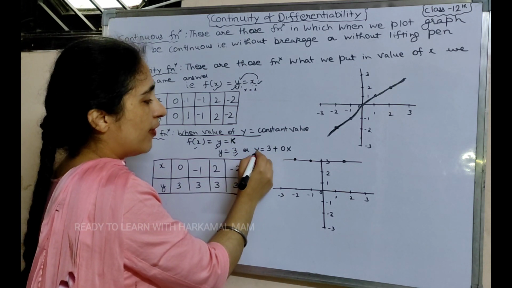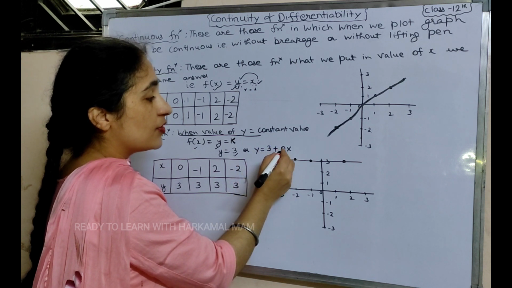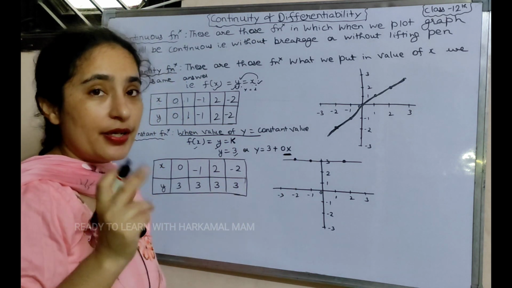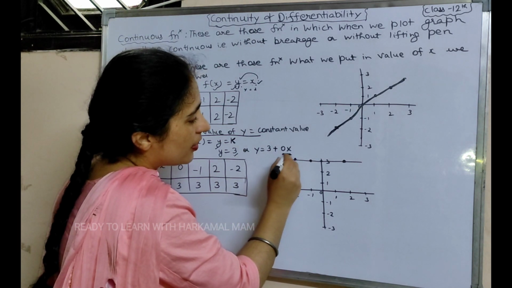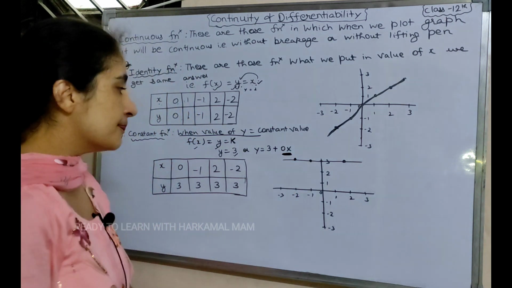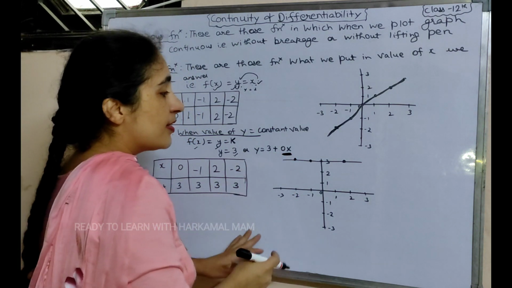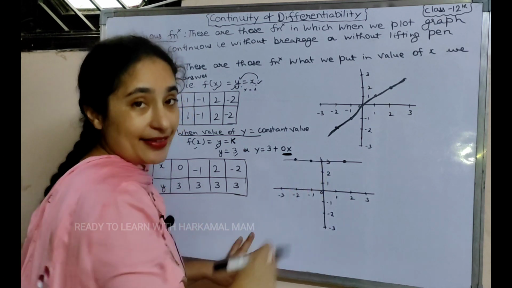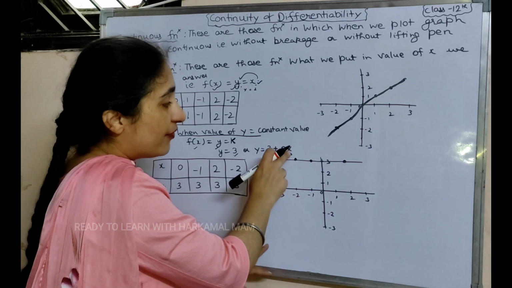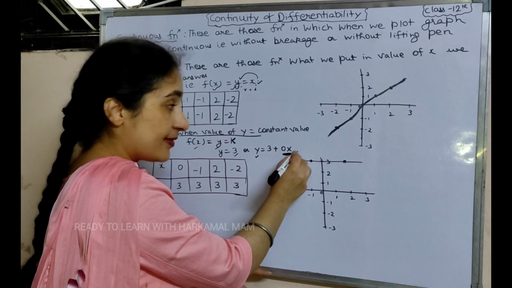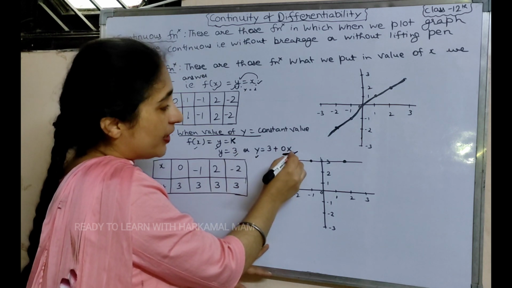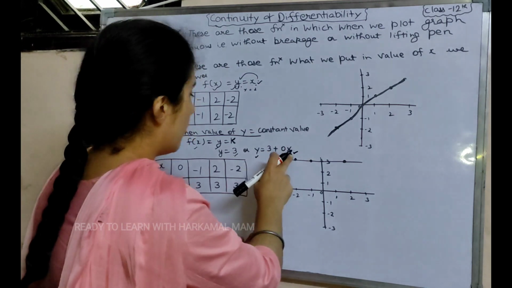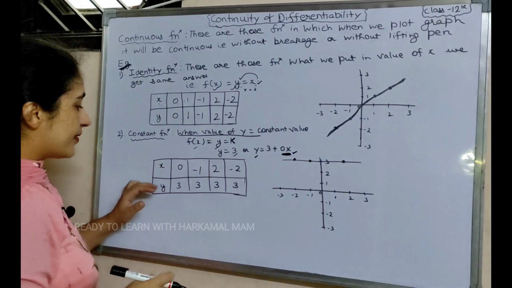In the next step we get y equal to 3 plus 0x. Why have we taken this 0x? A question may arise in your mind. 0x means something: when we plot the graph, we need both x and y axes. So that's why we have taken both y and x here. It is not really x, but we have taken it so that we can plot the graph.